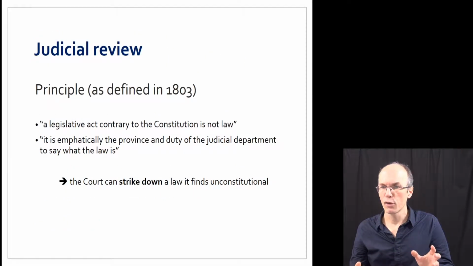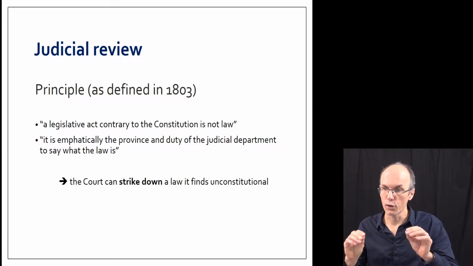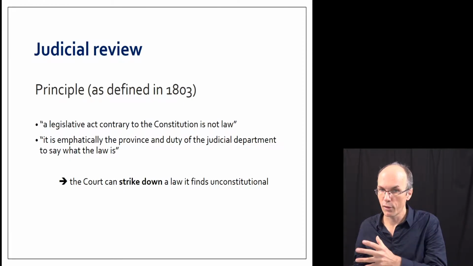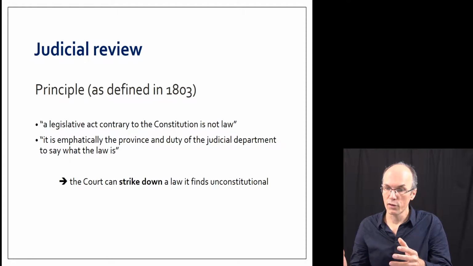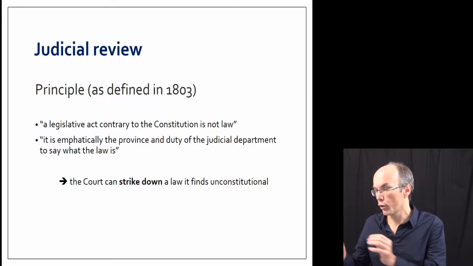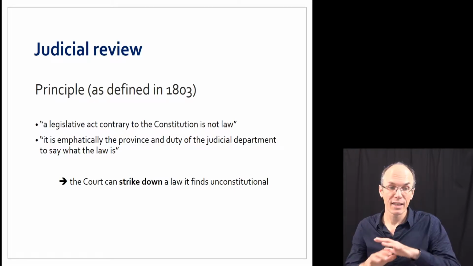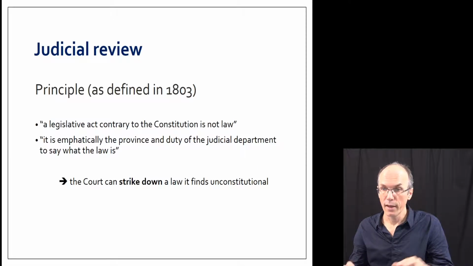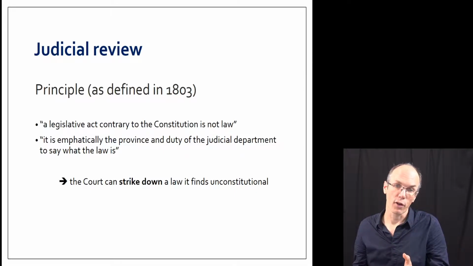The principle of judicial review is simple. If a law contradicts the Constitution, it is not a law by definition. And it is the province and duty of the judicial department to say what the law is. In other words, if a law contradicts the Constitution, it does not apply. And the US Supreme Court is the body in charge of saying whether a law is constitutional or not.